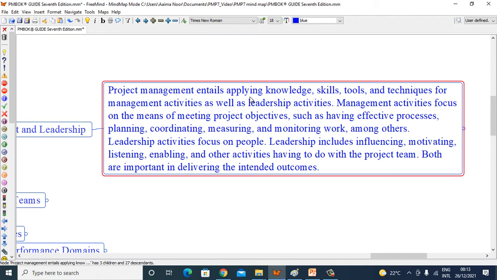Project management entails applying knowledge, skills, tools, and techniques for management activities as well as leadership activities. Management activities focus on means of meeting project objectives, such as having effective processes, planning, coordinating, measuring, and monitoring work, among others. Leadership activities focus on people. Leadership includes influencing, motivating, listening, enabling, and other activities having to do with the project team. Both are important in delivering the intended outcomes.